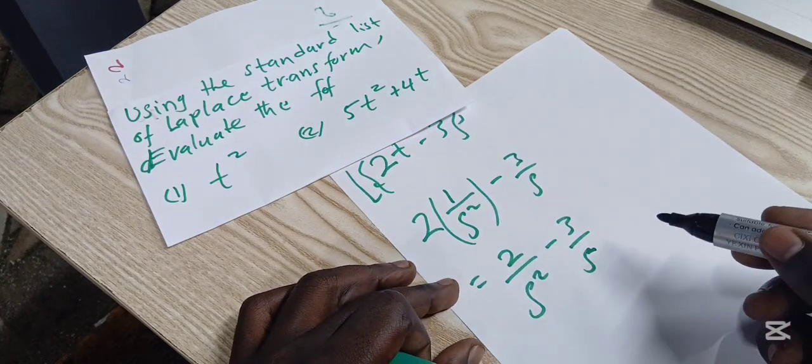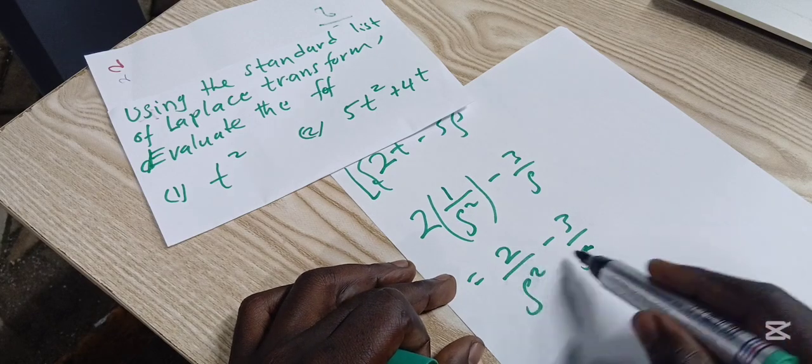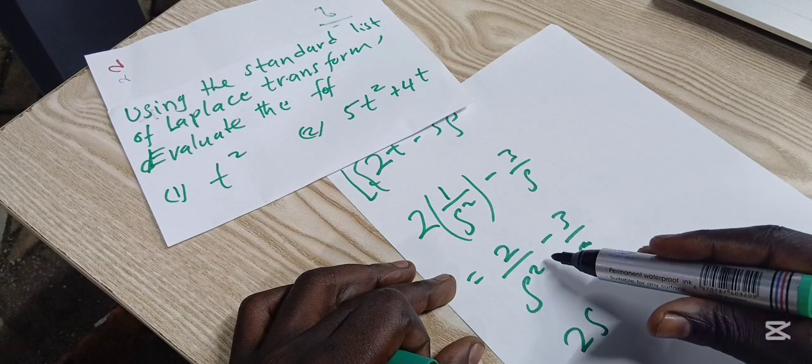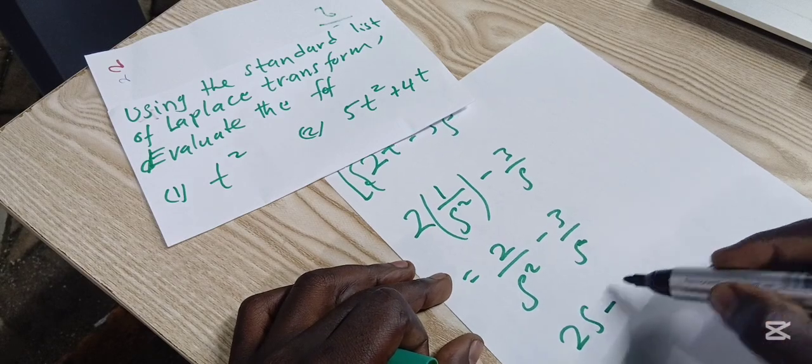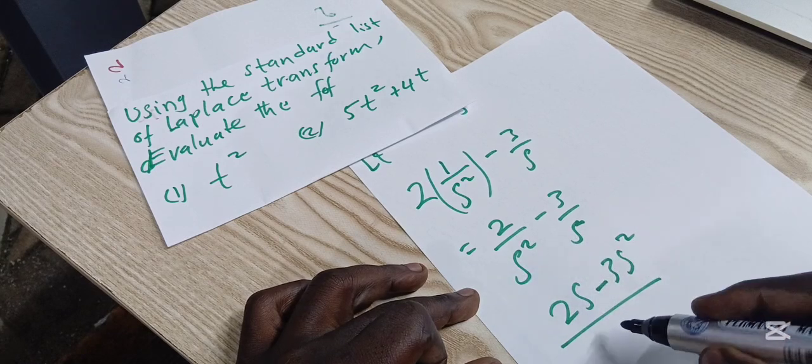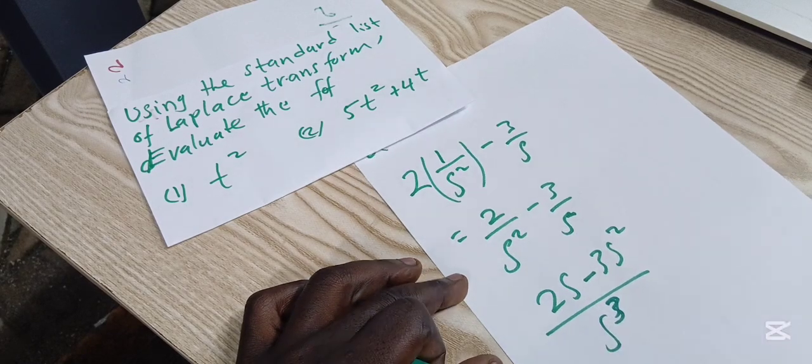So you can go ahead and simplify this. You can also decide to leave it that way. Simplifying this, 2 by s, we just cross multiply. So 2 by s giving us 2s minus s squared by minus 3, giving us minus 3s squared, all out of s squared by s, giving us s to the power 3. So this is our final answer.